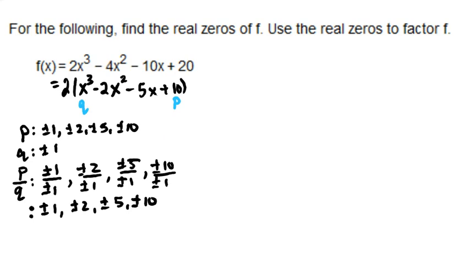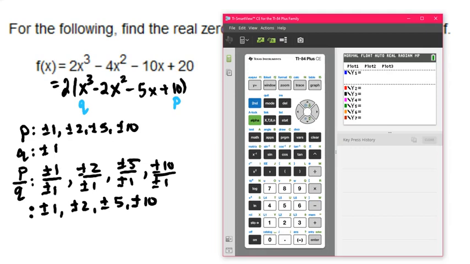So I'm going to use my calculator to help me go through this list. And what I'm going to do is use the remainder theorem and the factor theorem to help me identify which one of these values on the list is the rational zero, if we have any. So in the calculator, I'm going to type the function into the y equals menu. I'm going to type the reduced function just so the numbers are a little bit smaller.